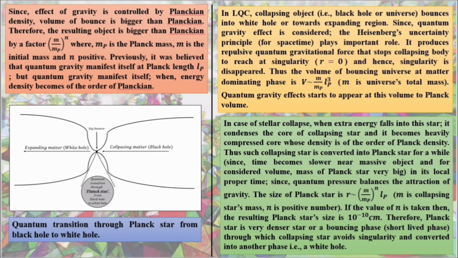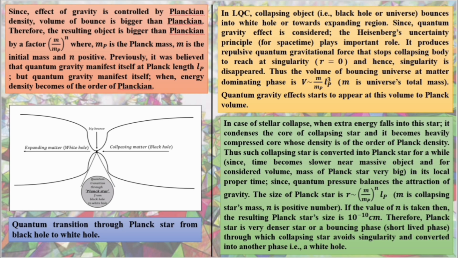When extra energy falls into this star, it condenses the core of the collapsing star and it becomes a heavily compressed core whose density is of the order of Planck density. Thus, such a collapsing star is converted into a Planck star for a while in its local proper time, since quantum pressure balances the attraction of gravity. Here time becomes slower near a massive object according to general relativity, and for the considered volume, the mass of the Planck star is very big.